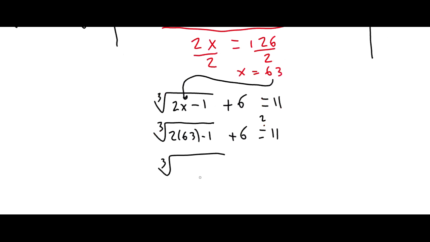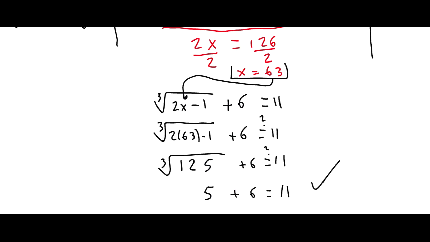We've got the third root of, if you multiply 2 times 63 minus 1, you get 125. Plus 6 after the root, does that equal 11? Well, yes, the third root of 125 is 5, and 5 plus 6 does equal 11, so that means your answer of 63 is the correct answer.